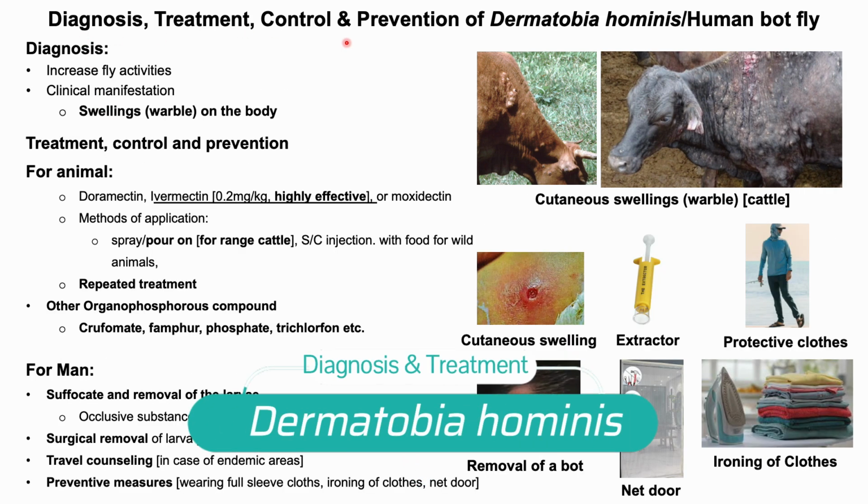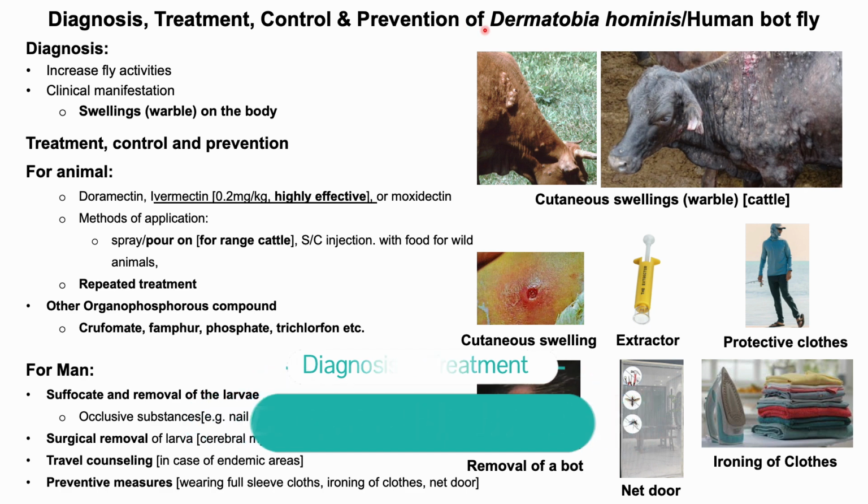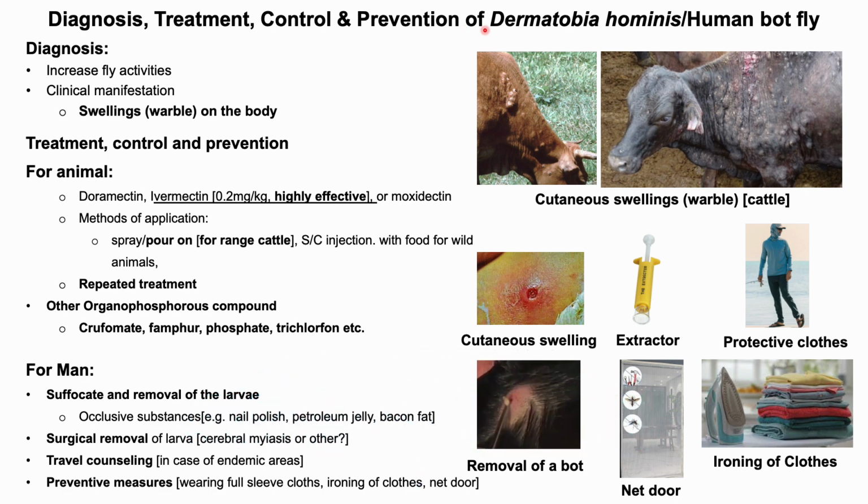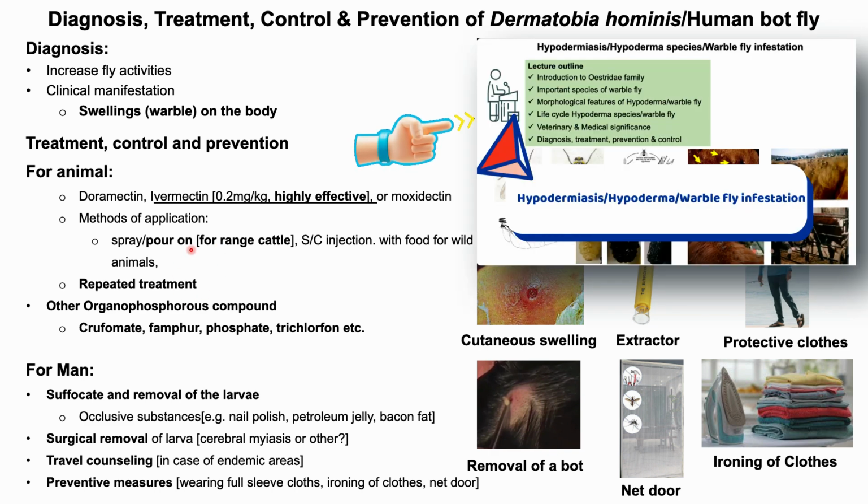Diagnosis, treatment, control, and prevention of Dermatobia hominis, or human skin-borne fly infestation. Diagnosis can be made based on the fly activities along with clinical manifestation, that is, cutaneous swellings or warbles on the body. Treatment, control, and prevention are pretty similar to Hypoderma bovis or warble fly infestation. You can have a look at this video lecture.